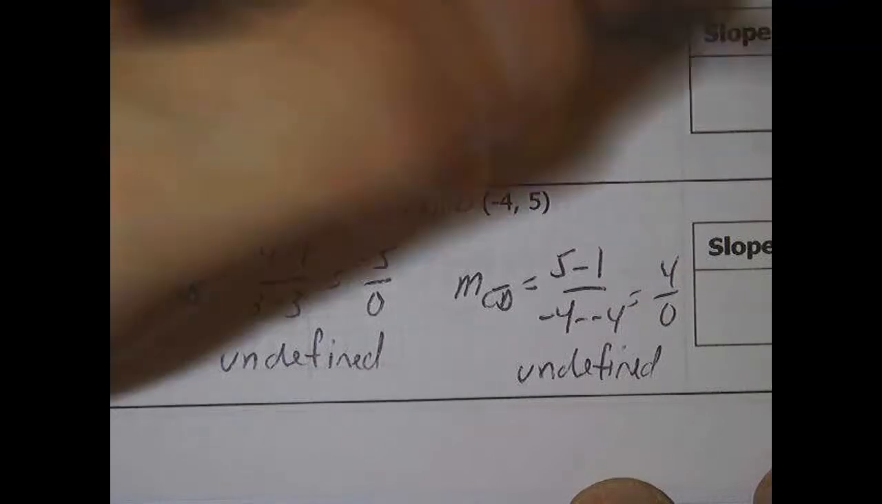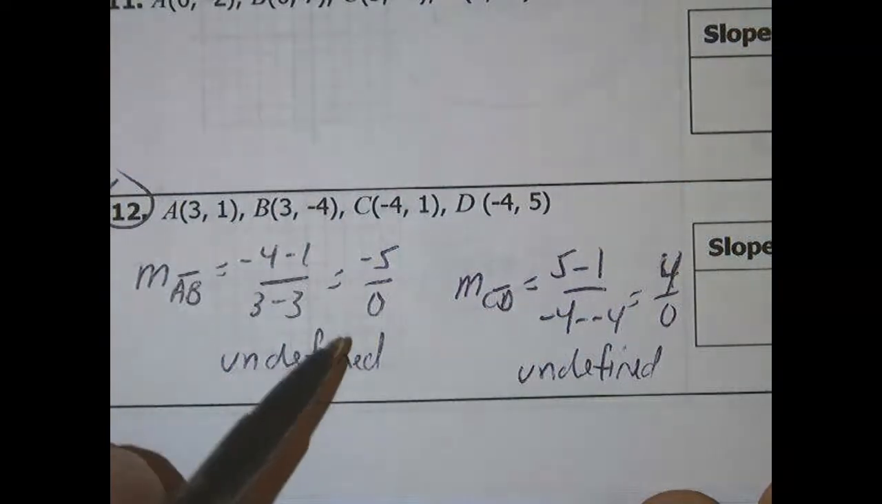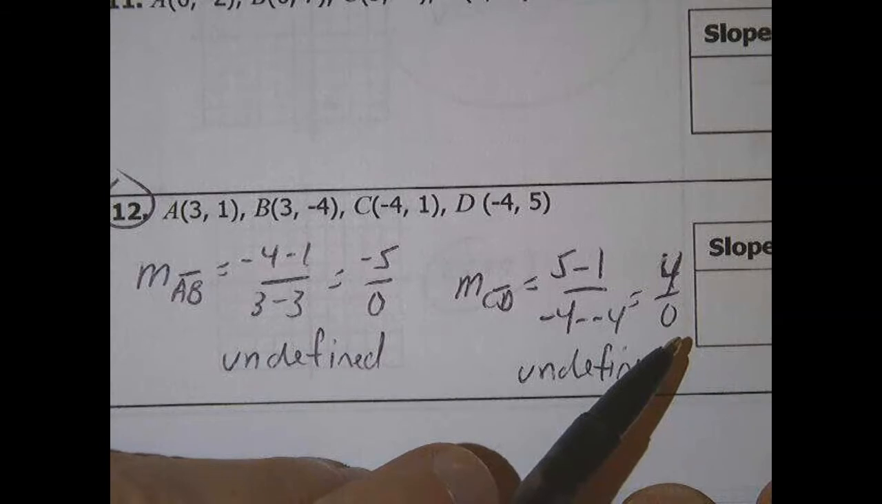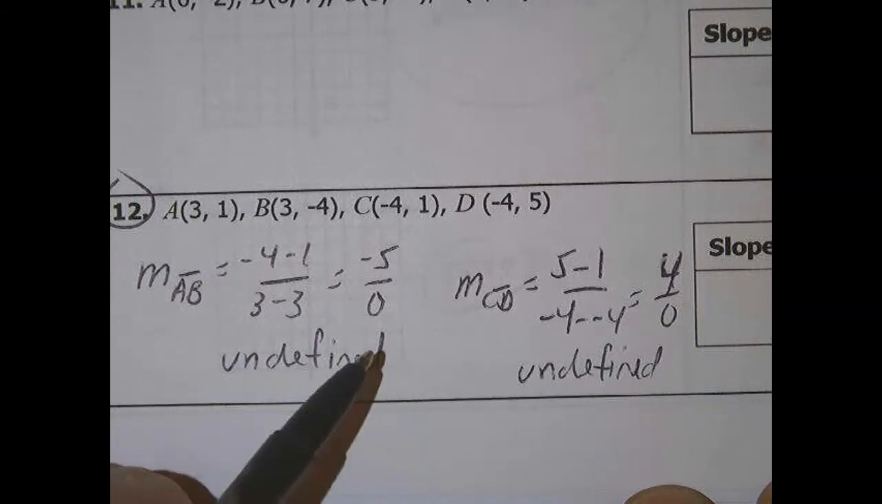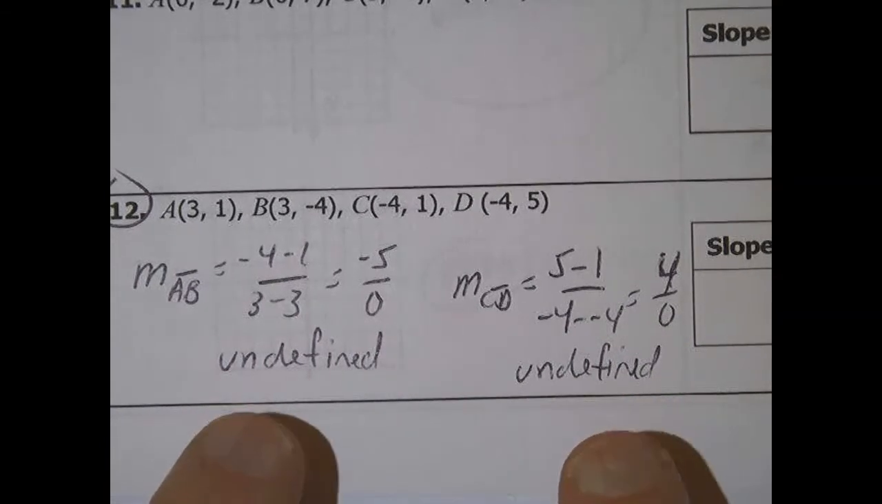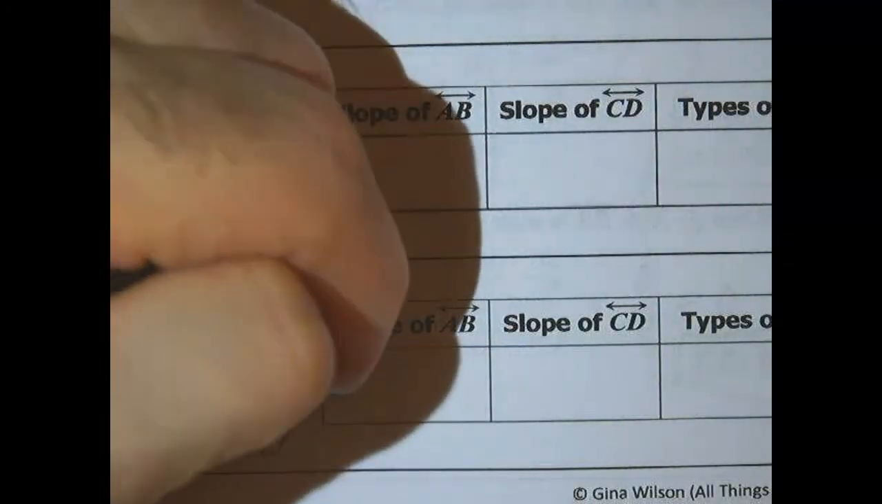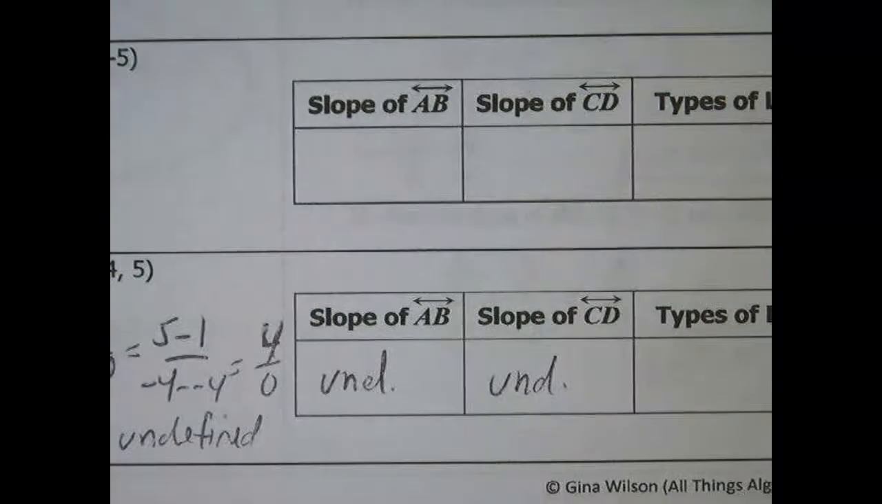Okay, so there's the two slopes. Now notice that one of these was negative 5 over 0. The other one is 4 over 0. But that really doesn't matter. All that matters is they're both over 0. So they're both undefined, which means they're both vertical lines. They're going to be parallel to each other. All right, so both of these over here are both undefined. I'm just going to abbreviate this. Undefined. And that means they're both vertical, and they're both going to be parallel.